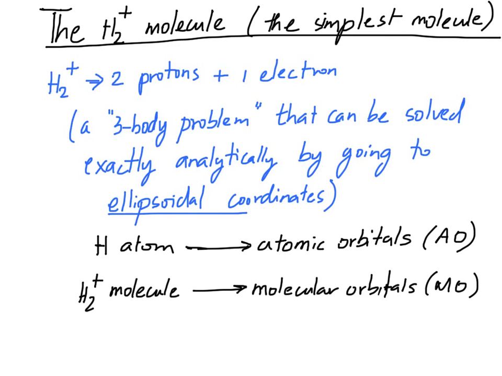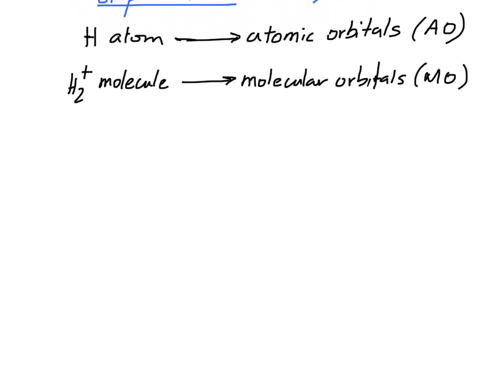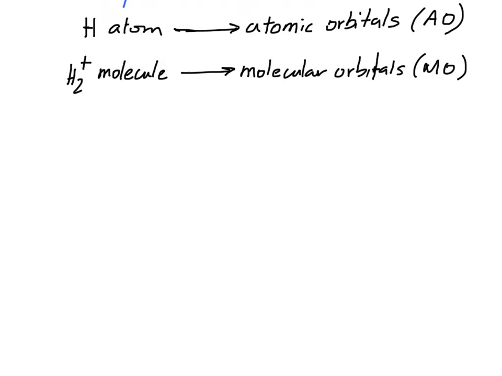In any case, here is our goal for the rest of this lecture. The hydrogen atom problem gives us the atomic orbitals, or AO, and the H2 plus molecular problem is going to give us molecular orbitals, which we are going to call MO. Let me make myself a little bit of room, and before we dive into this problem, I'm just going to make a series of observations.